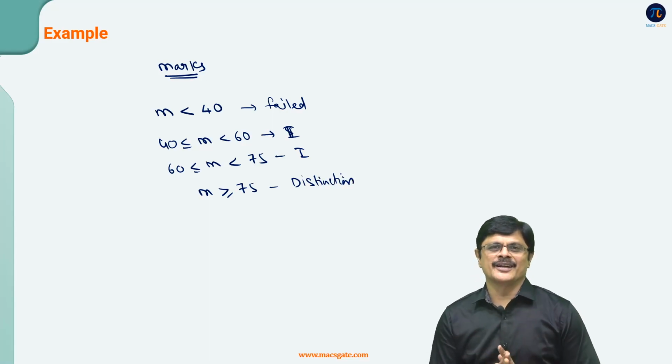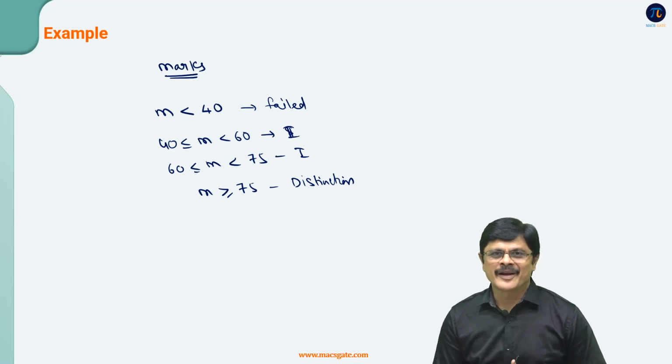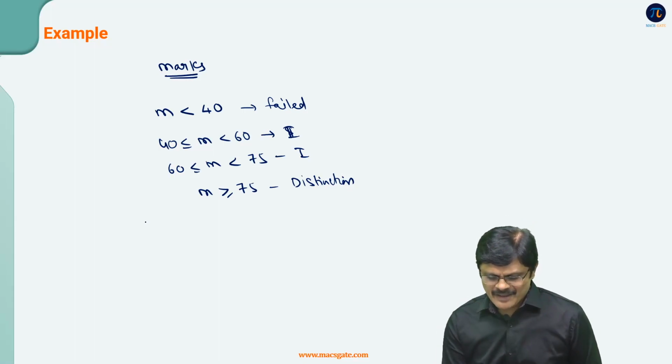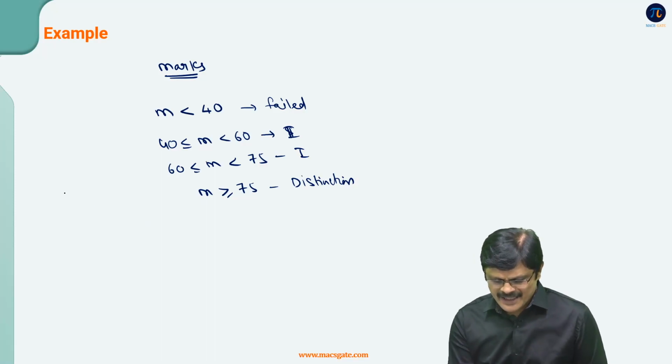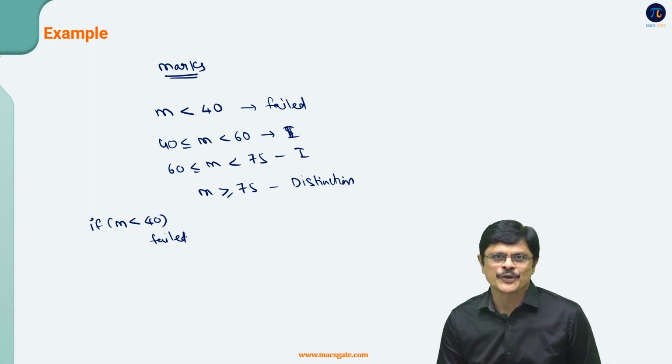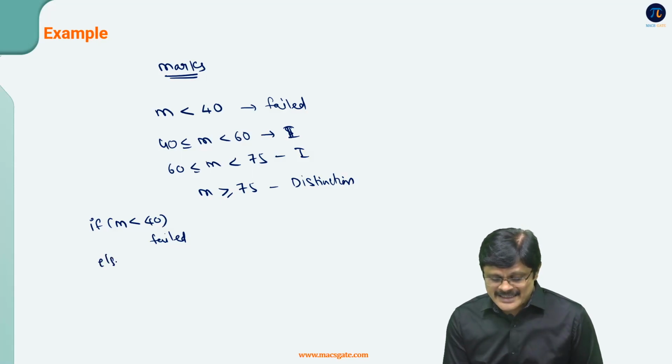So this particular program can be written using an else if ladder. What we can do, first we check this condition, that is if marks are less than 40. If it is true, we print failed. I am not writing the complete program, sir. After this I will show you the program. Suppose it is not correct, then we move to the else part.